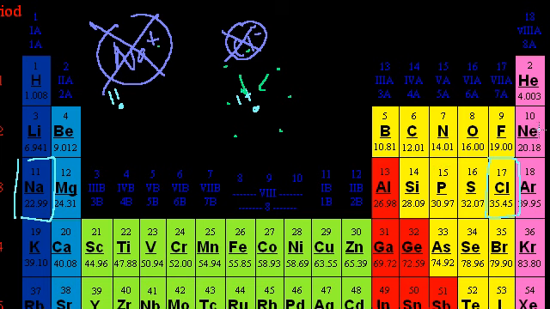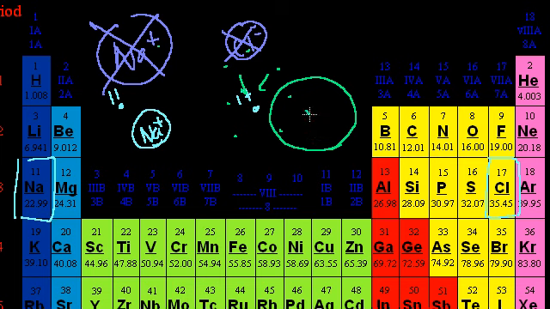Actually, it'll be even a little smaller than neon because it has the same electron configuration, but it has one more proton. So the sodium ion is actually going to be smaller because it gets rid of the electron in that third shell. And the chlorine ion gained an electron, so it has completed its third shell. So here you have where the chloride ion is going to be bigger.